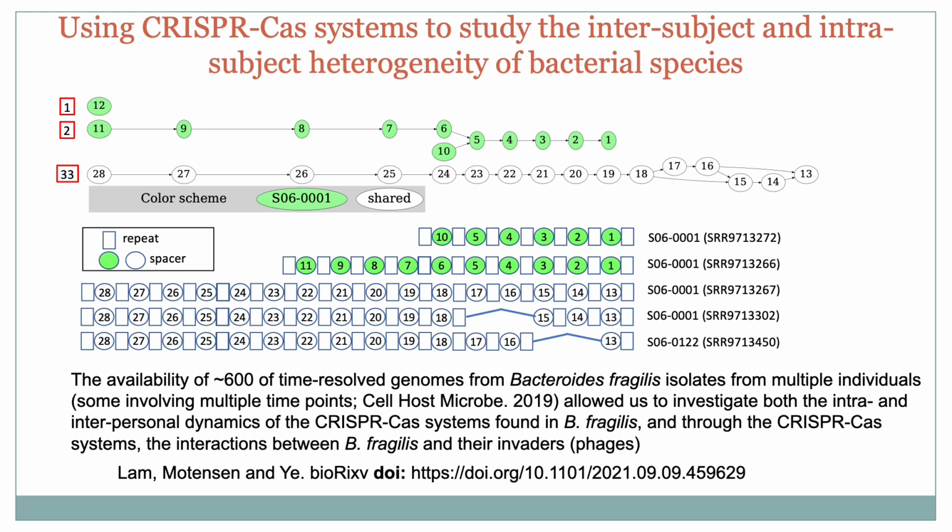The two variants share spacers 1, 2, 3, 4, 5, and one variant contains spacer 10, and the other one contains spacers 6, 7, 8, 9, and 11. We can also see variations of these CRISPR arrays with deletions of spacers.